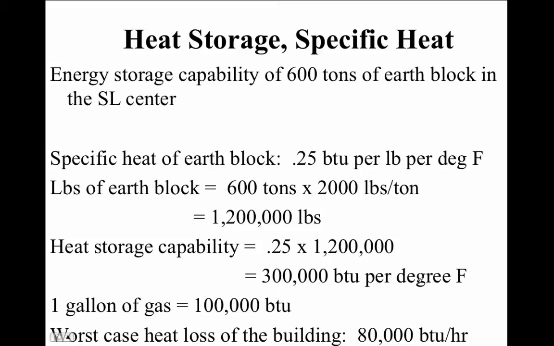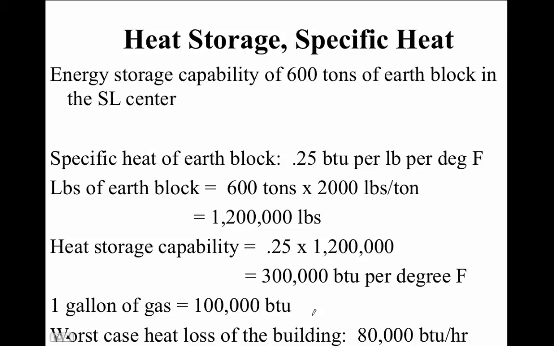To give you an example of that, a gallon of gas is about 140,000 BTUs. Let's say 100,000 BTUs for this example. So every time I change the temperature of that wall, it would take the equivalent of 3 gallons of gasoline to heat it 1 degree. And if I cooled it 1 degree, I'd get the energy equivalent of 3 gallons of gasoline back. Now, in the worst case, the heat loss for our building at 10 degrees below zero in the wintertime, with 70 degrees inside the building, is about 80,000 BTUs per hour.